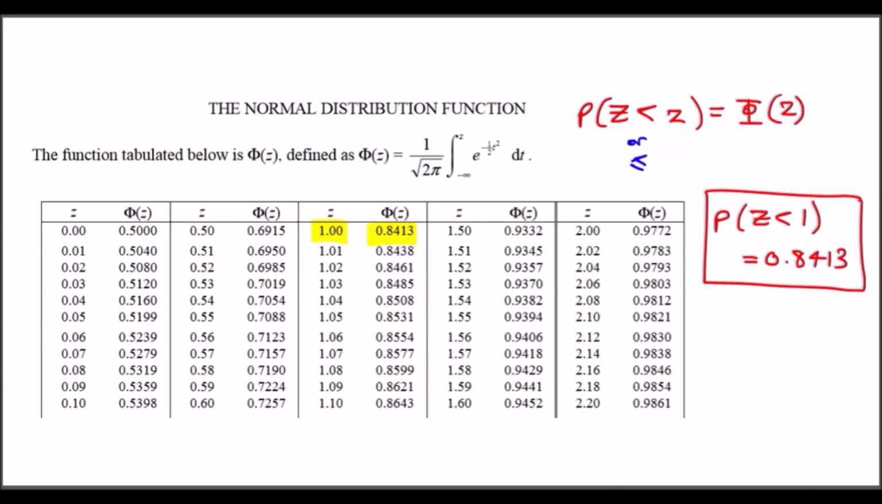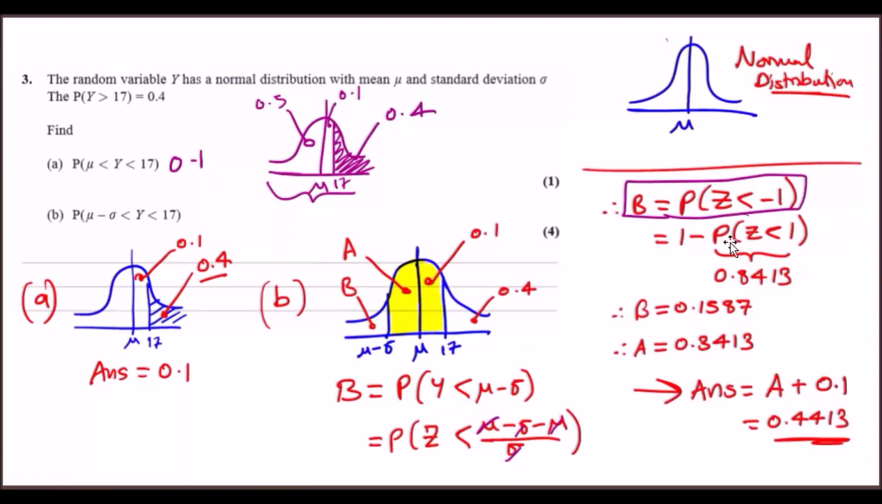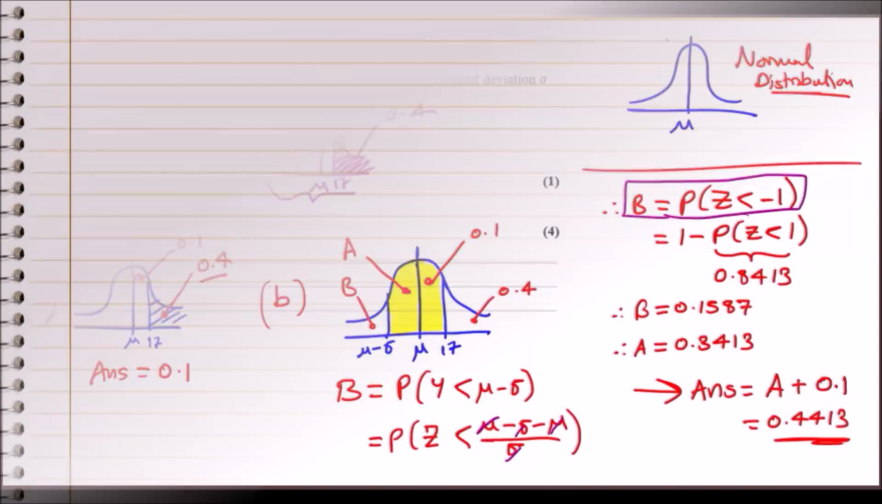So let's go back to the question. We know that this is 0.8413. So 1 minus this will give us 0.1587. That is the region of B. And therefore A is easy because A plus B must equal half. So then just subtract B from 0.5, and you're going to get A, which is 0.3413. And then to answer the question, we want the yellow region. So that's when you add up 0.1 and A. And that should finally give us 0.4413. And that's it, guys. All done.